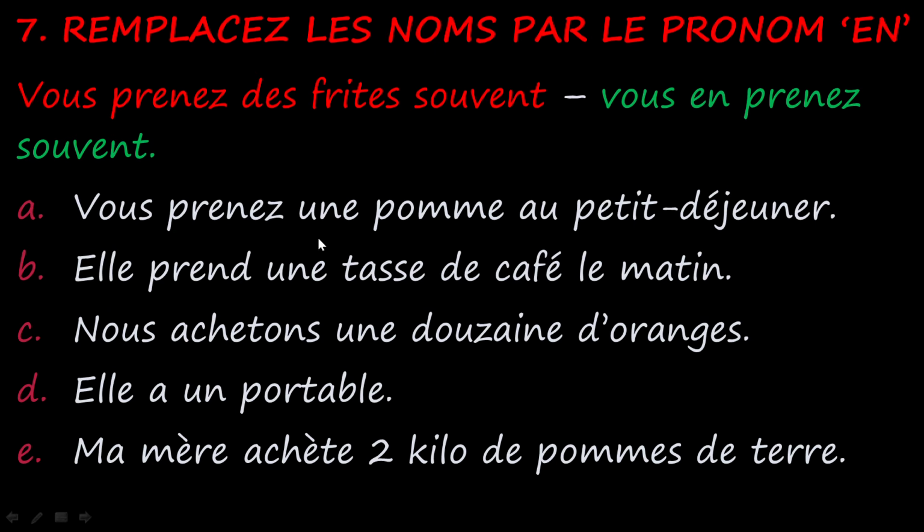Pardon, I just forgot one thing. When you have a number, like un, deux, trois, quatre, cinq, and so on, you have to specify the number next to the verb. For example, in this sentence: vous en prenez une au petit déjeuner. Une will be kept, just the word pomme is replaced.